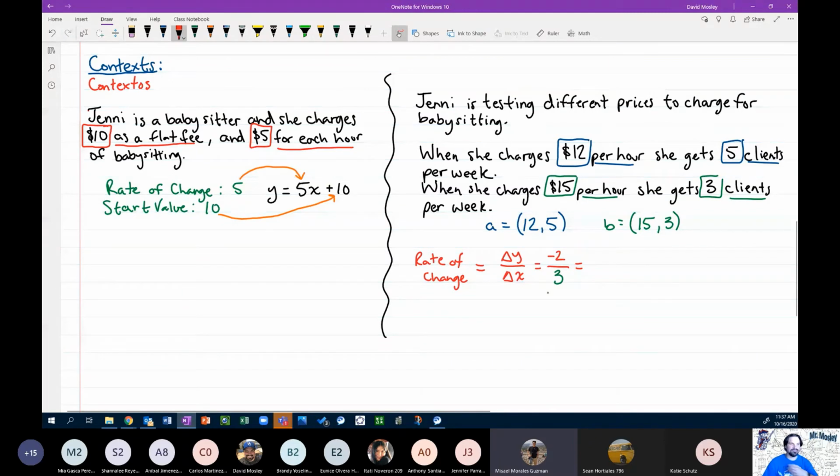Gracias, Mr. Morales. So then we get a rate of change, negative 2/3. Okay.